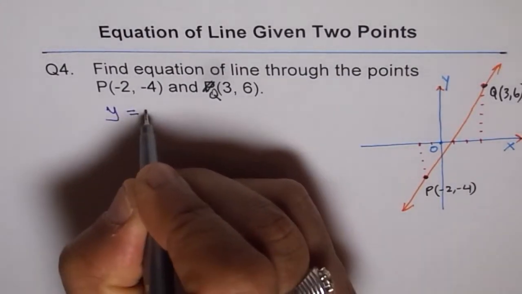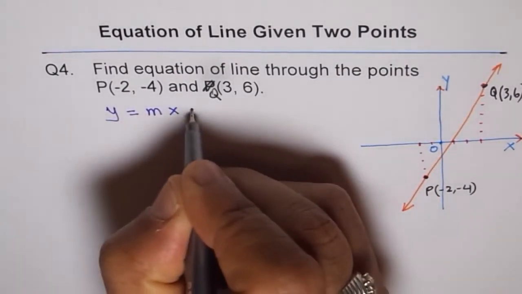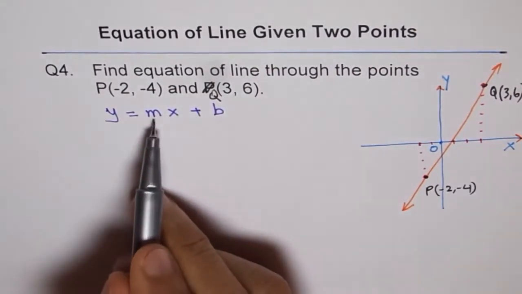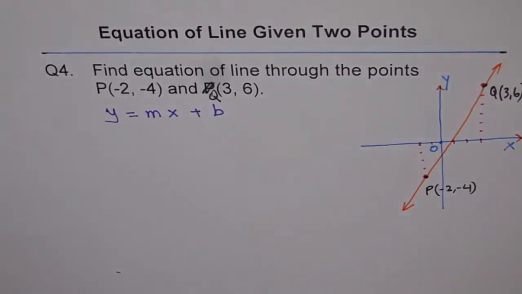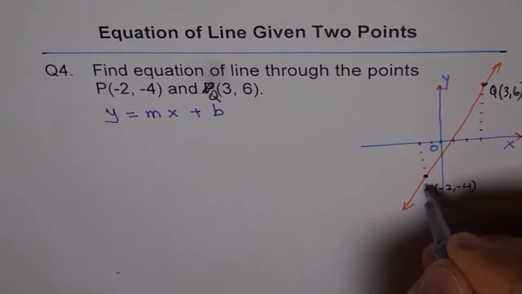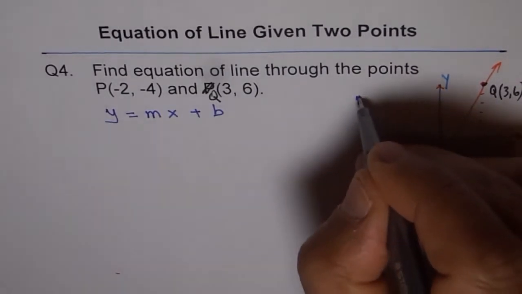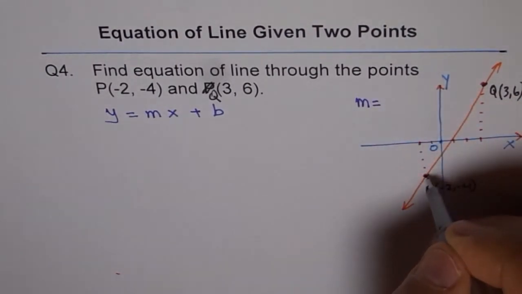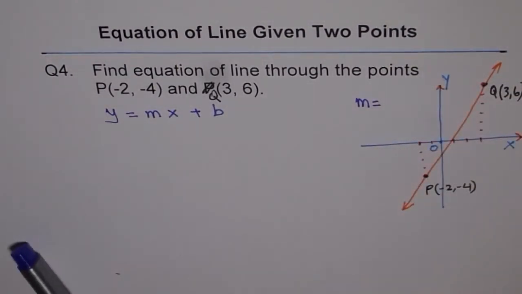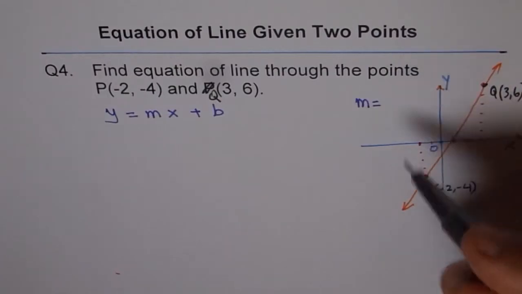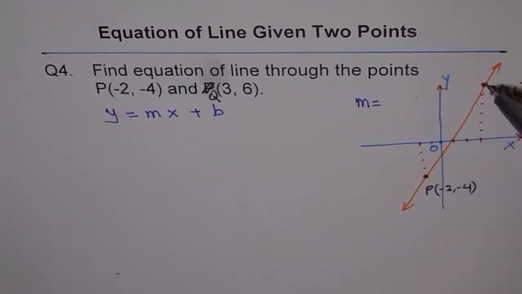As we did in the first 3 examples, I will write the equation of this line in slope-intercept form. Slope-intercept form is y = mx + b, where m is the slope, correct? Now from the figure also you can find the slope. Let me do it from the figure first. So we say m is slope, which is rise over run.